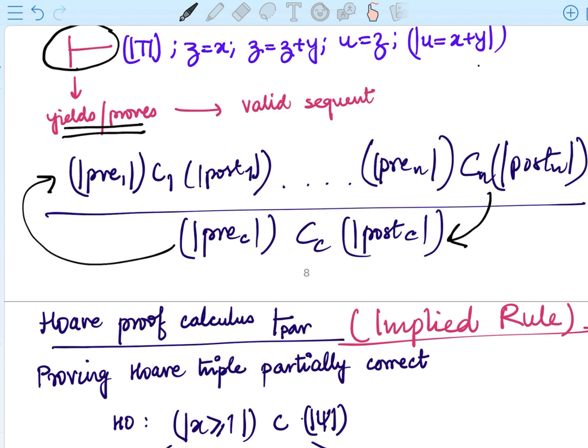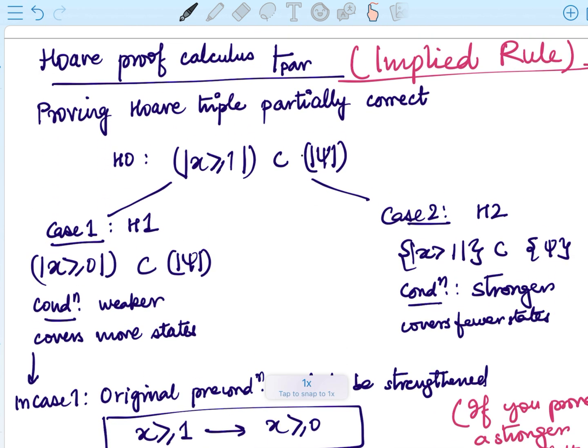Now let's start with the proof rules, which are very important, and it is important to remember them because without them we cannot move forward. We start with the implied rule. This is the extra rule.